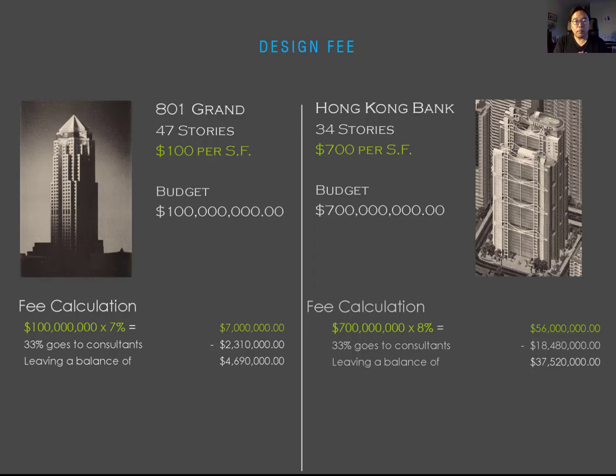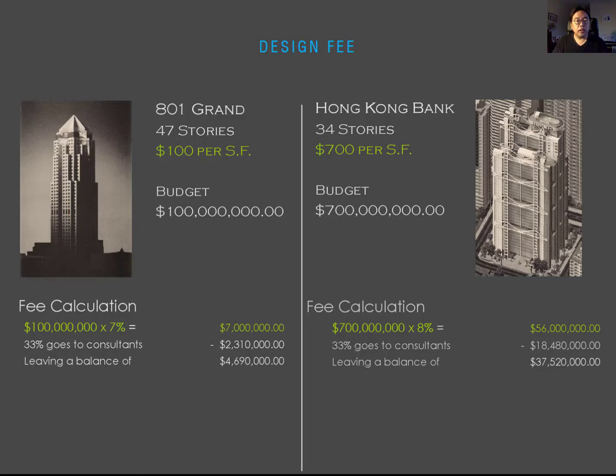But I just brought the most general, typical cost fee percentage here. When you see the left and right, the right project is more detailed and more required. The structure analysis and everything is more complicated compared to the left project. So that's why this is a much higher budget compared to this one. And then when you see the fee, the right one is 8% for the design, and the left one is 7% for the design fee.